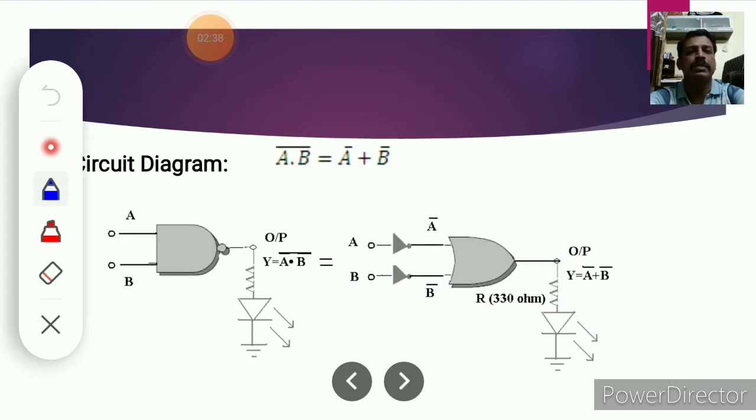Here is the circuit diagram. Here we say that (A dot B) complement is equal to A complement plus B complement. Here it is our NAND gate. Two inputs are there, and at the output you will get Y equal to (A dot B) complement. And here are two NOT gates connected to an OR gate. So here you will get the output Y equal to A complement plus B complement. So this is the circuit diagram for the second De Morgan's theorem.